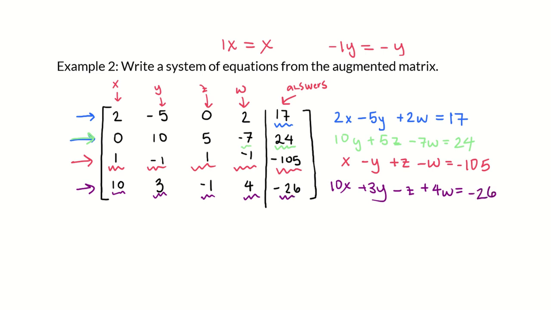So we can write these augmented matrices for 2 variable systems, 3 variable, 4 variable, 5 variable, however many variables you need for your system.